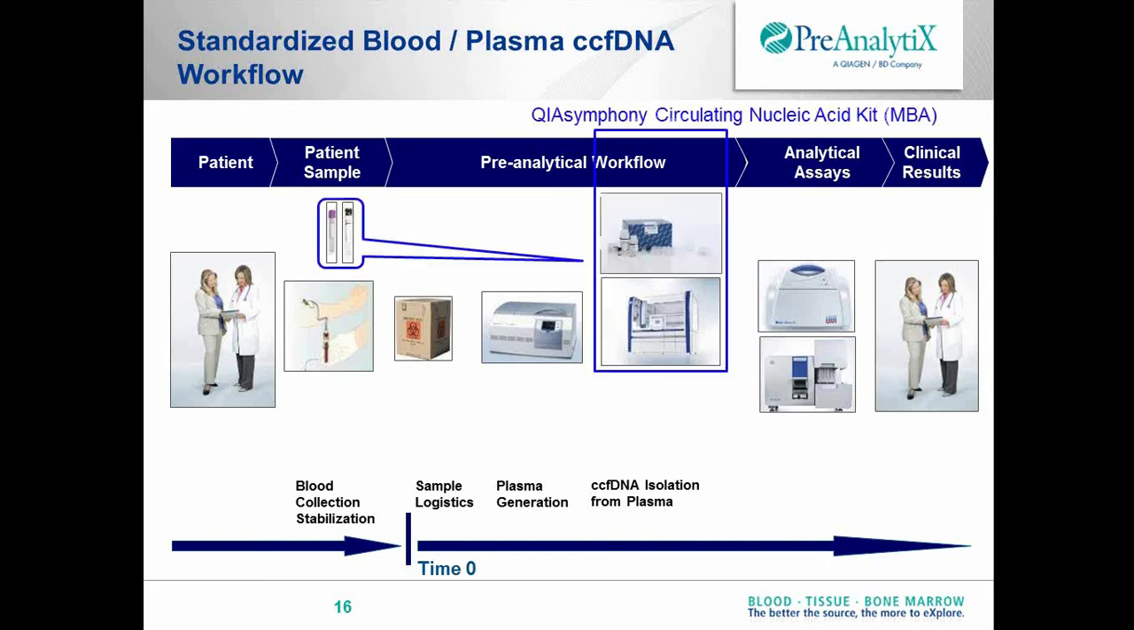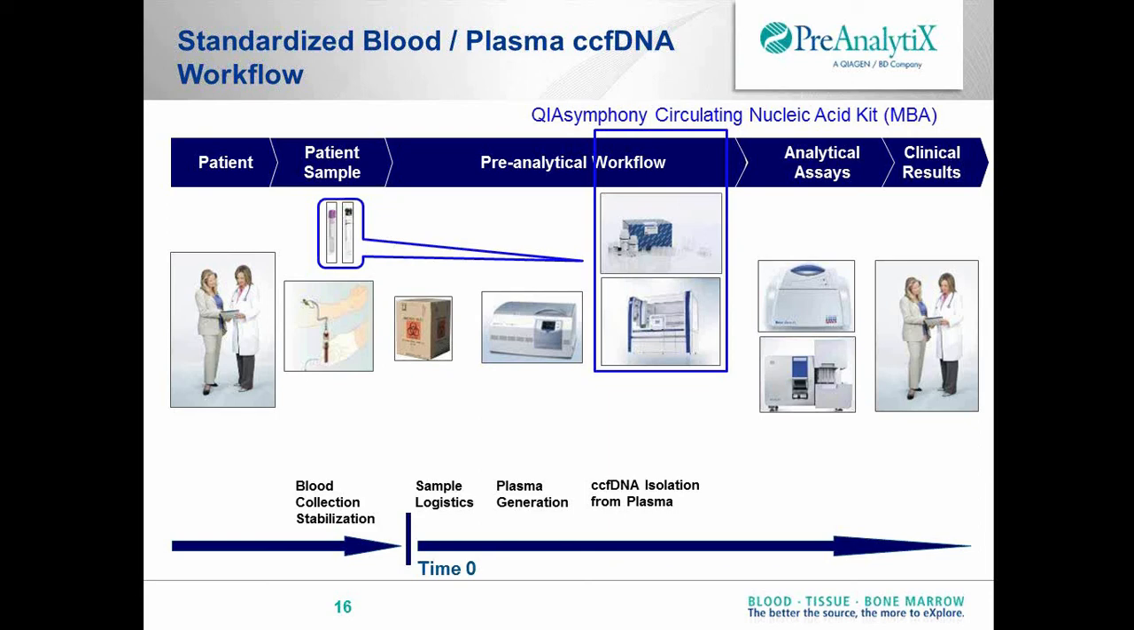And QIAGEN already introduced last year a kit on the QIAsymphony called the QIAsymphony Circulating Nucleic Acid Kit, and this kit is a generic ccf isolation kit that works with STRAC or EDTA plasma, and you can isolate the ccf from these tubes here.